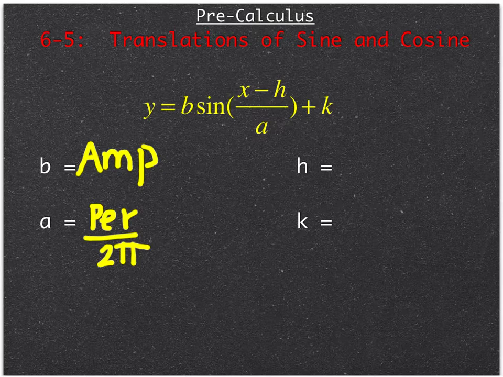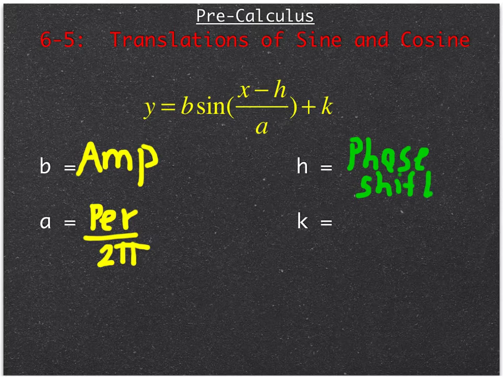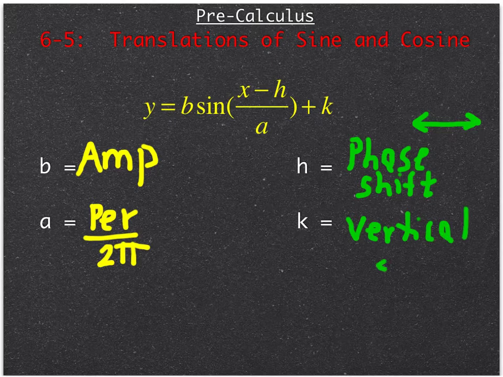So h is something called the phase shift, and it is the horizontal component. And then k, as you might guess, would be the vertical shift. And obviously the vertical component of the translations of the graph.